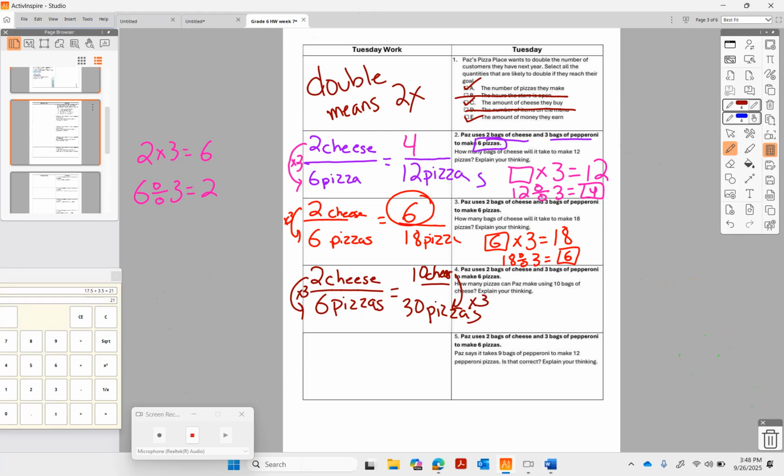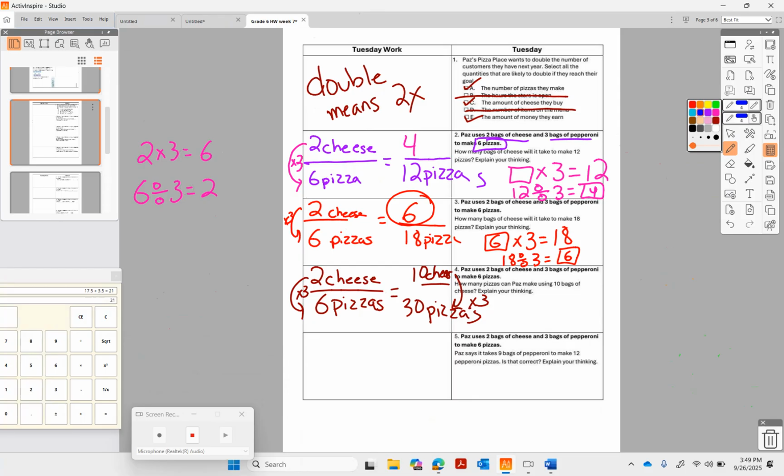Okay, I set them up like this. Paz uses 2 bags of cheese. Let's go to blue. Paz uses 2 bags of cheese and 3 bags of pepperoni to make 6 pizzas. Oh, now we're going to use some pepperoni. He says it takes 9 bags of pepperoni to make 12 pizzas.